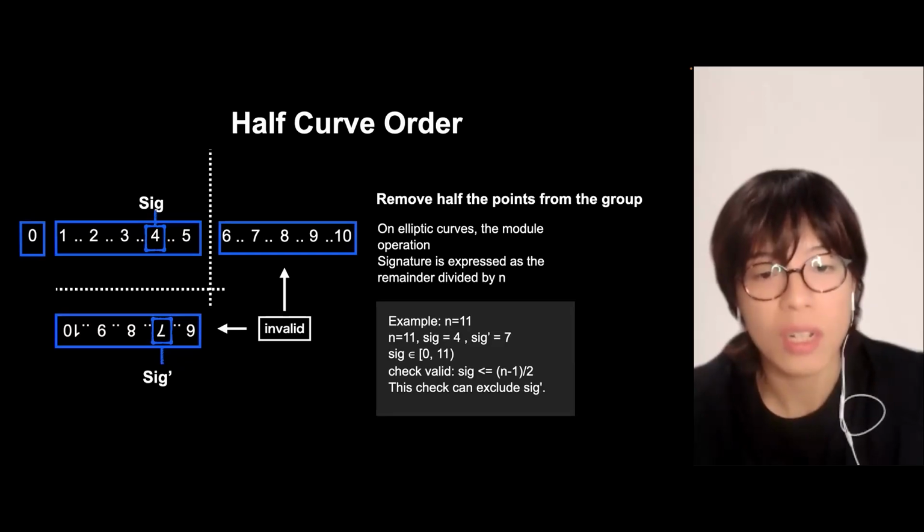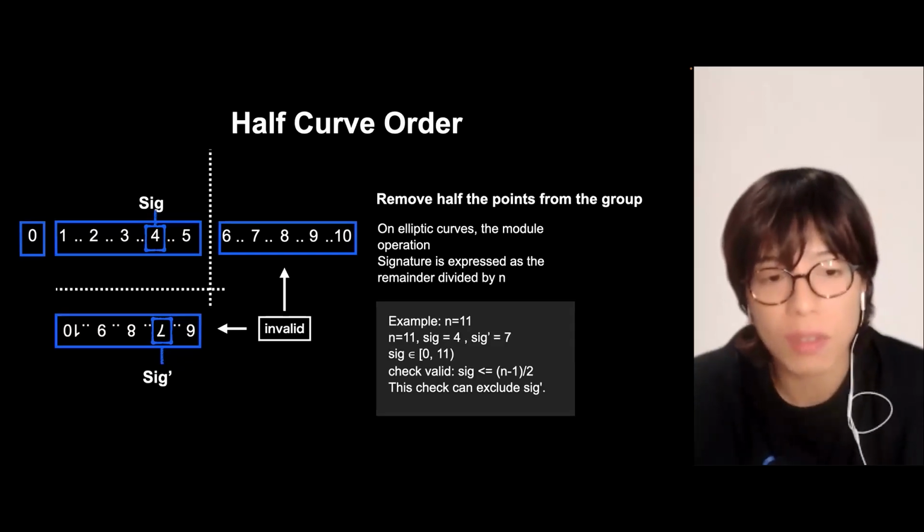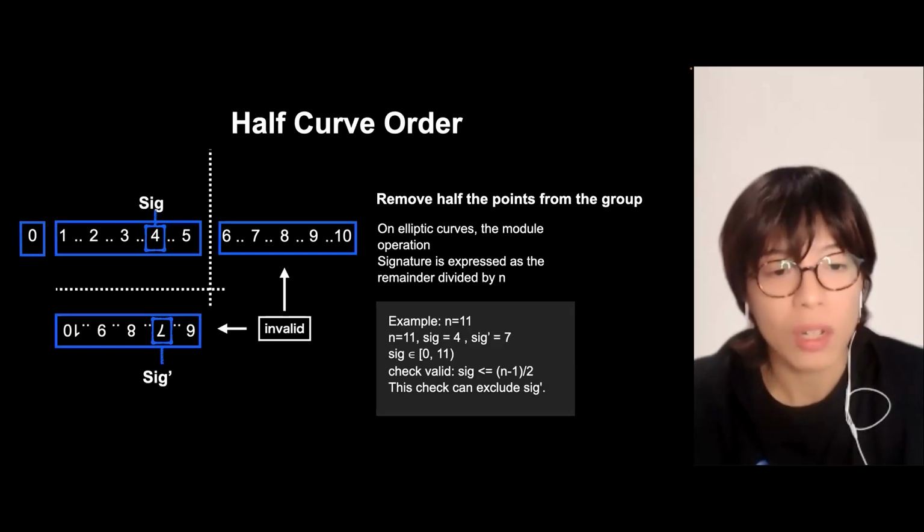So there should be a split: the upper half from the lower half. The lower half should be valid and the upper half will be invalid. By setting that rule, we overcome this kind of issue.